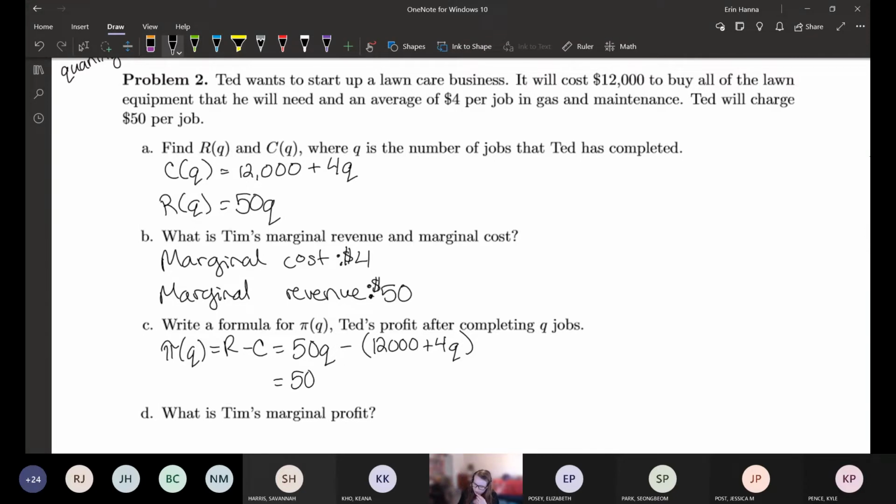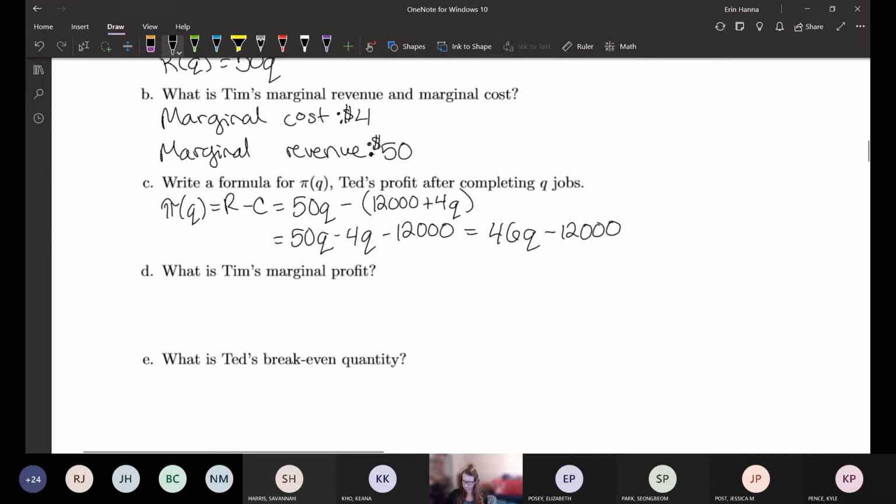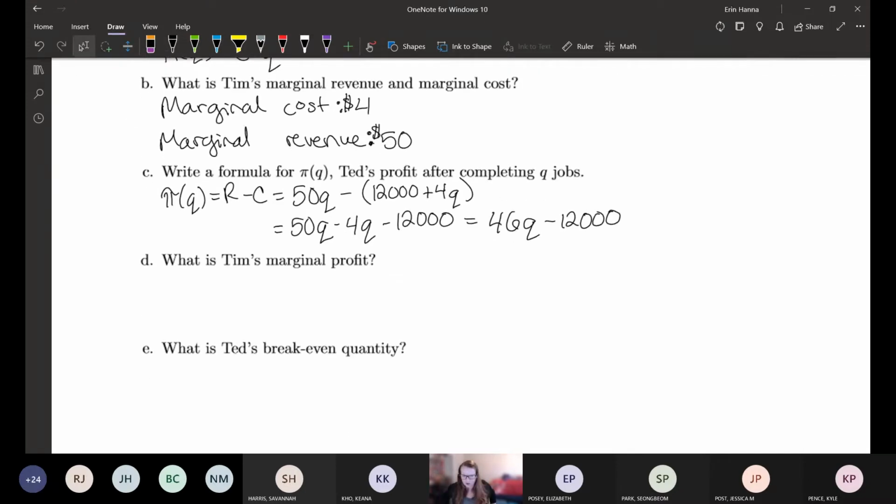So essentially what we have here is 50Q minus 4Q, just to write it out in full generality before I reduce, which will produce 46Q minus 12,000. Again, if you didn't have that parentheses, you would either end up with 54Q or you would end up with plus 12,000 depending on how you wrote your cost function. So make sure when you're calculating profit, put the cost function in parentheses. Questions so far?